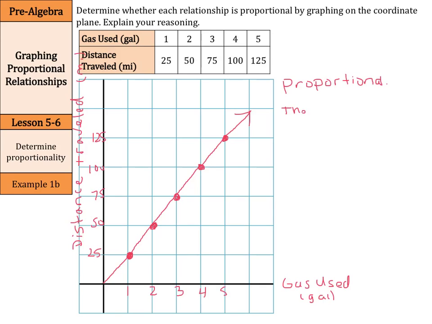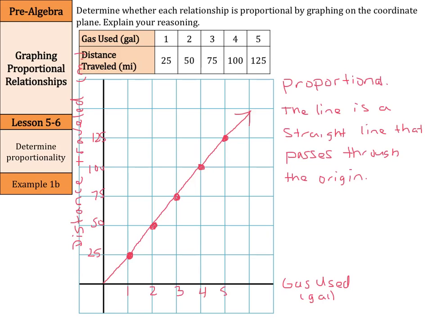The line is a straight line that passes through the origin. So, the difference between this example and the other, as we dragged our line and continued our line down, it goes through 0, 0. That's the key when we look for a proportional relationship on our coordinate plane.